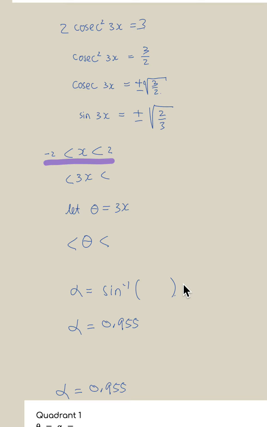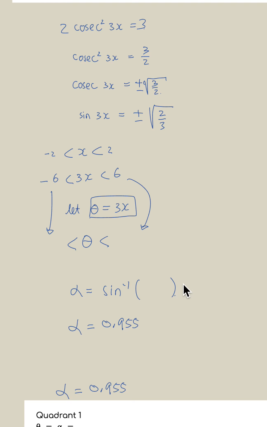Range of values of 3x, because we were asked to find the x and the angle is 3x. Since x is between -2 to 2, which means 3x is from -6 to 6. We just multiply them by 3. And we use substitution.